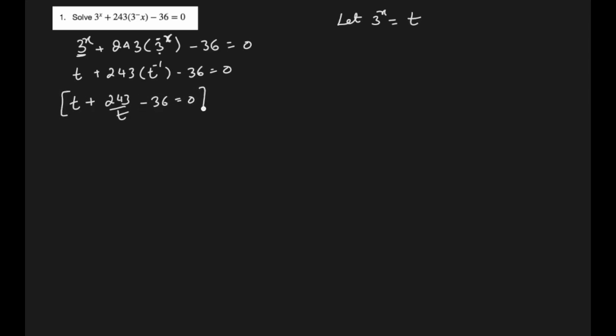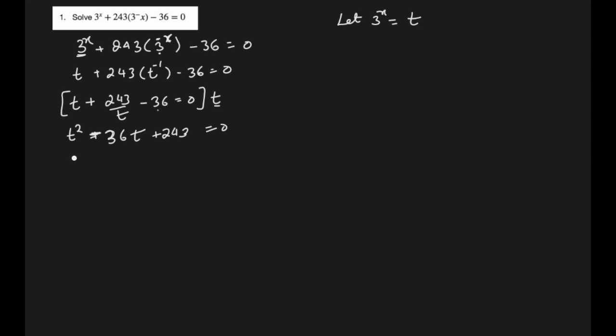Now we will multiply the whole equation by t to get rid of this denominator t. So t multiplied by t will be t square. This t and this t will cancel out. That was the purpose. Then 243 here, and minus 36 t, equal to 0. And we got our quadratic equation that we can solve.